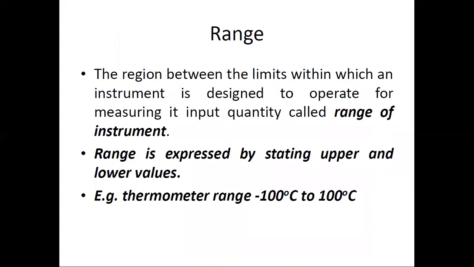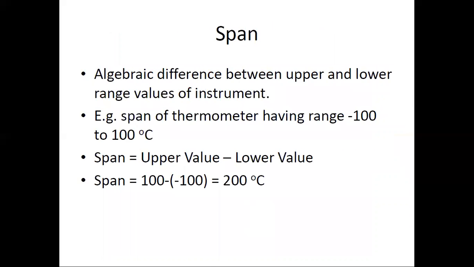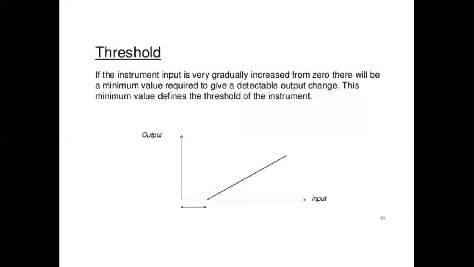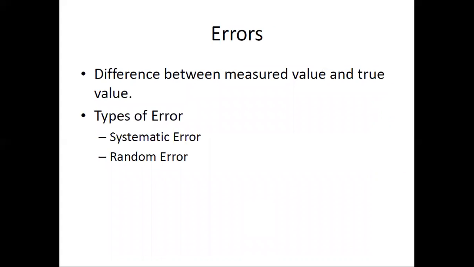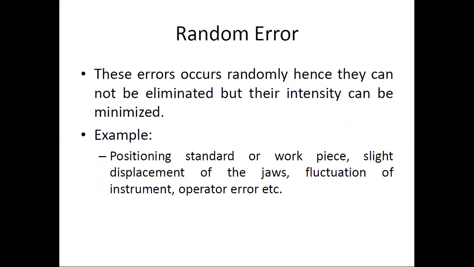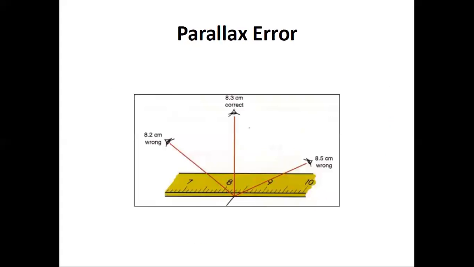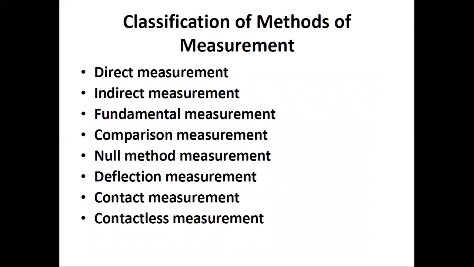So these remaining properties, like time span and range, are not part of your syllabus, so we will skip this portion. Errors are already covered. What is systematic error? What is random error? Sources of error. We will directly move toward the classification of methods of measurement. There are multiple methods of measurement like direct method, indirect method, fundamental measurement, comparison measurement, null method, deflection.